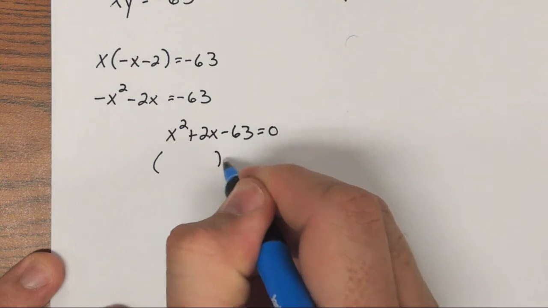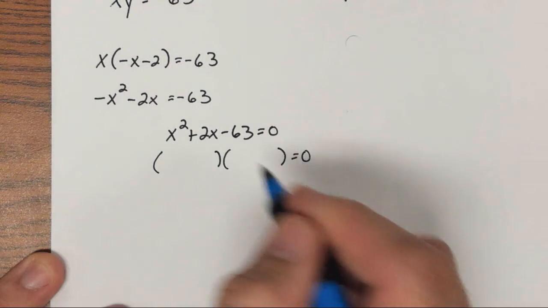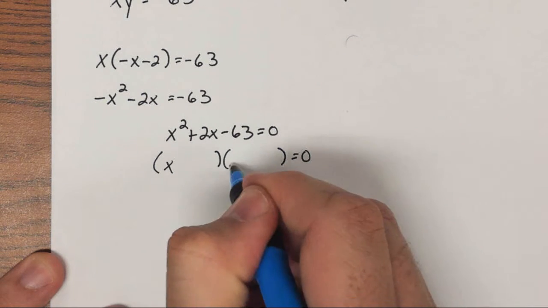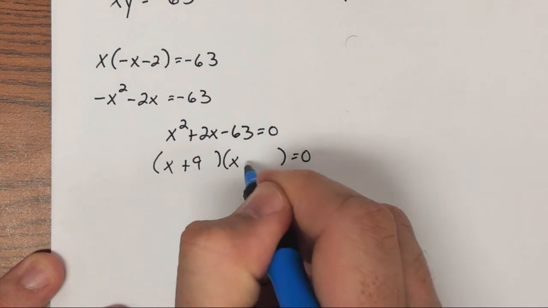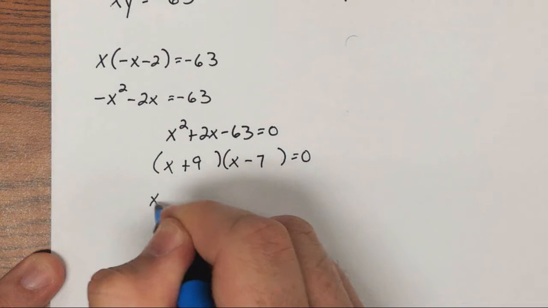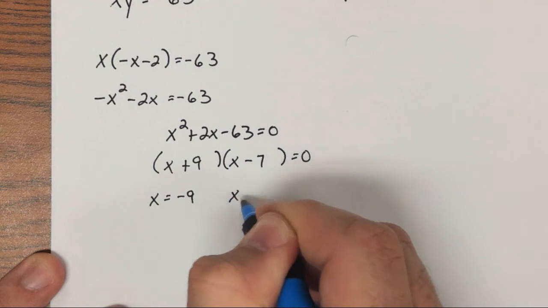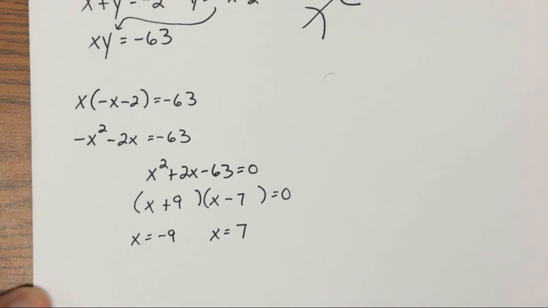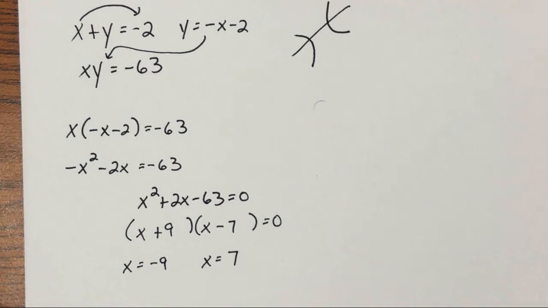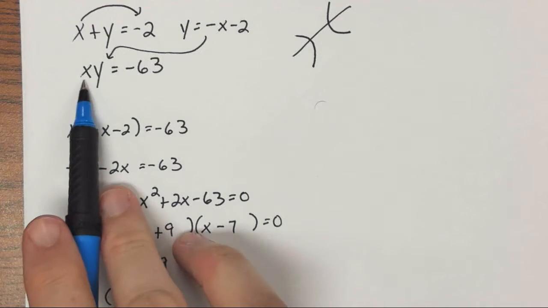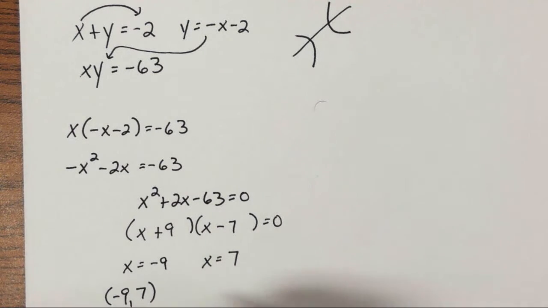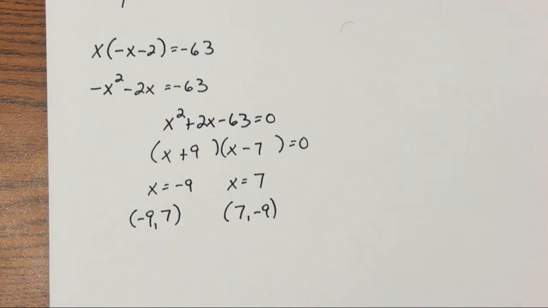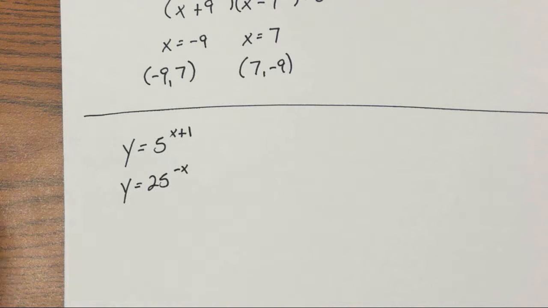Factor. x and x, positive 9, negative 7, gives you x equals negative 9 and x equals positive 7. We plug those two values back in, and simple as that. Negative 9, comma, with xy equals negative 63, would be 7, and 7, comma, negative 9 are the two intersection points for that graph.